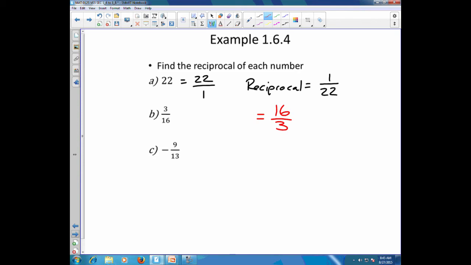And then finally, for the last example, just flip the fraction over, negative 13 over 9. Notice that when you find reciprocals, the sign stays the same.